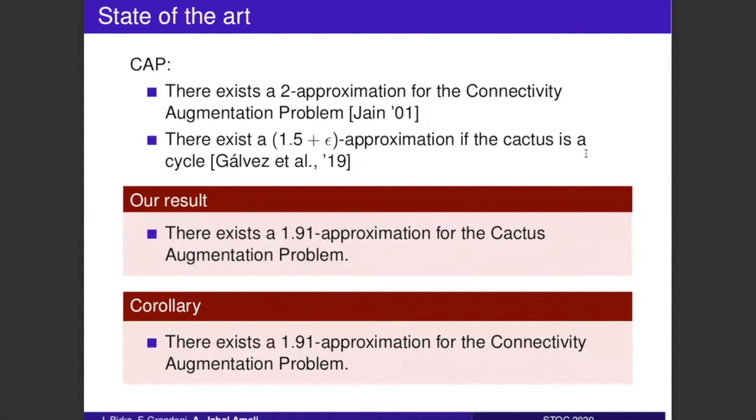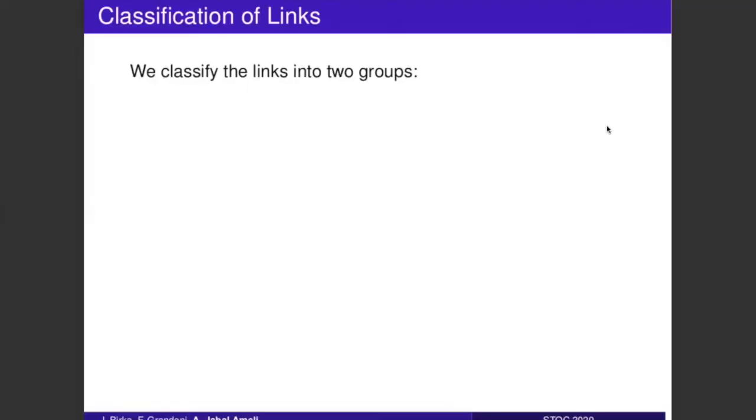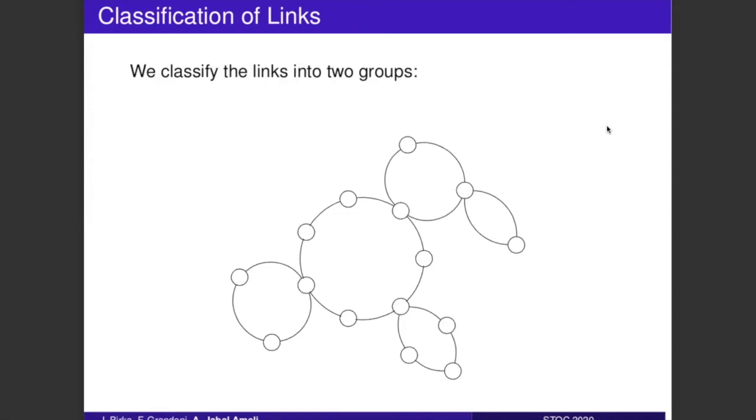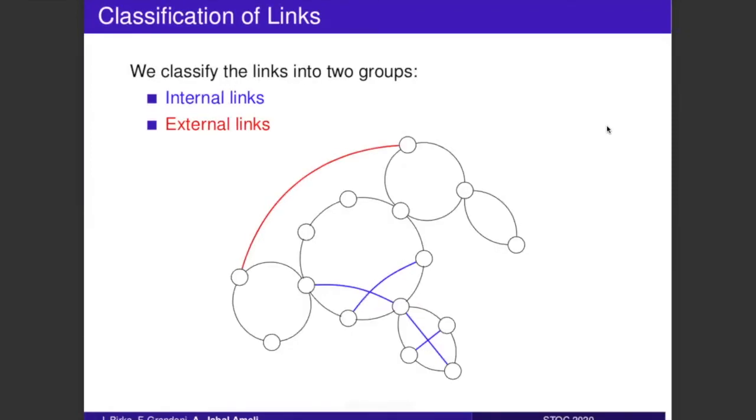This implies that the connectivity augmentation problem also admits a 1.91 approximation. We begin by classifying the links into 2 groups. So consider this to be the original graph G. We have some links where both endpoints belong to the same cycle. We call them internal links. The rest of the links, we call them external links. For the external links, you can see that in the high-level view of the cactus, there is a unique path from the first endpoint to the second endpoint joining cycles, followed by a dummy internal link, which we call this set of dummy internal links the projection of this external link.